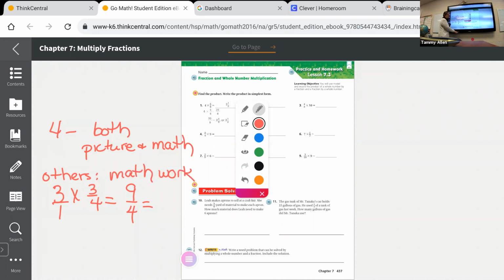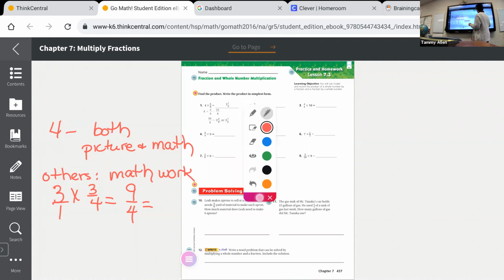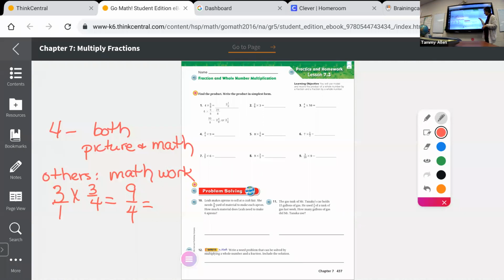All right? But I want 4 of them. I want you to show me proof with picture and math work. Do your screenshots, okay? And then all the others, the math work is fine. Okay? All right? Does that make sense? Okay? So that's what you're doing in that 2 through 9 section. All right? 10 and 11, your choice. If you want to show me pictures and math work, or just math work, I don't care. All right? You do not have to do 12.